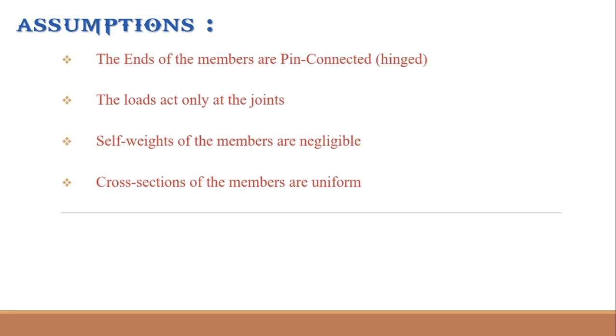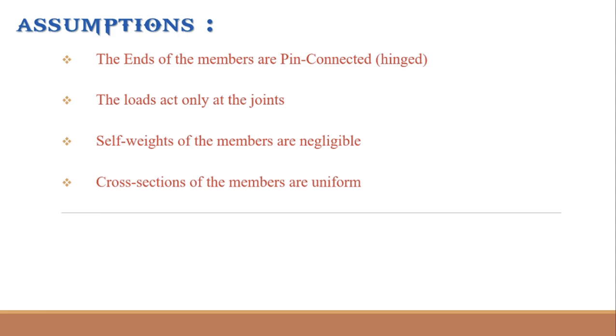The load acts only at the joints, and here the load which comes on the truss will not be on the members, it will be on the joints. So whatever the reaction after the action of forces is taken into account at the joints, not on the members. Self weight of the members are negligible. Okay, because when we take a large truss, the self weight of the members we will take as negligible. So cross section of the members are uniform.